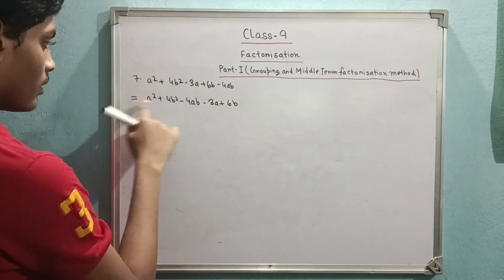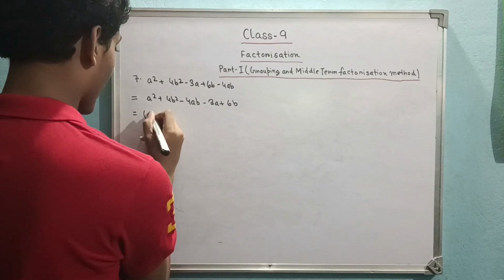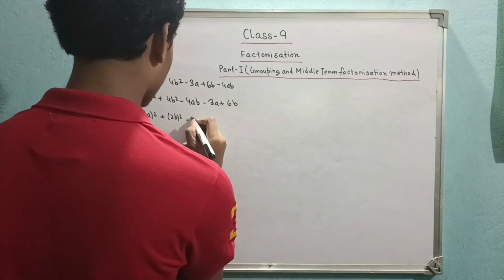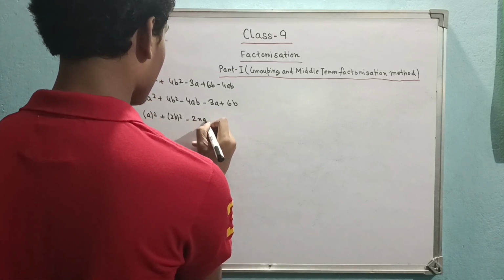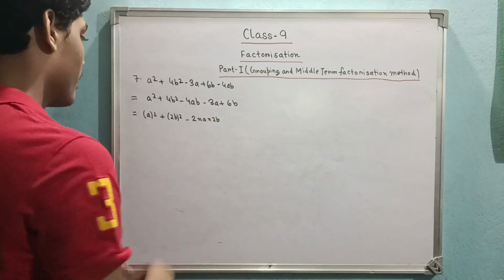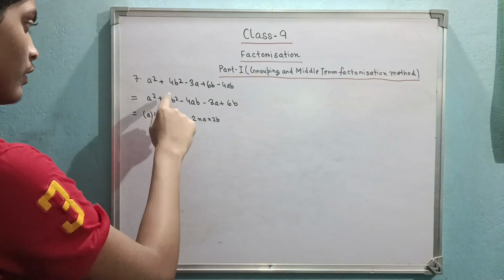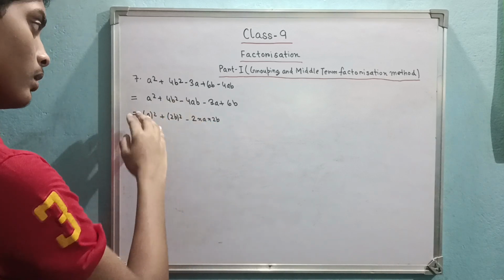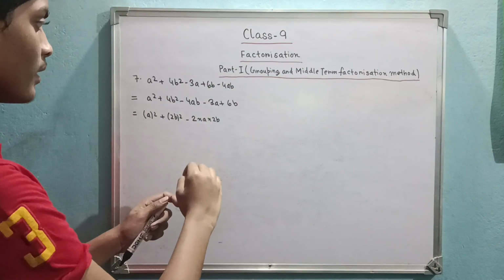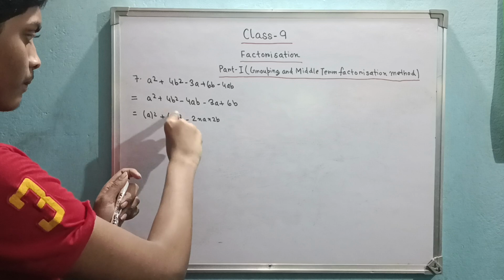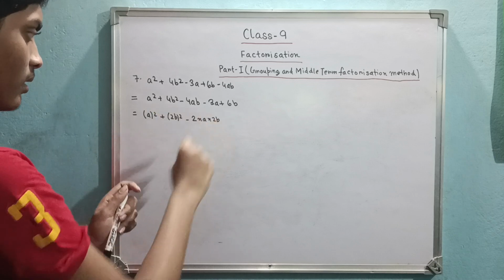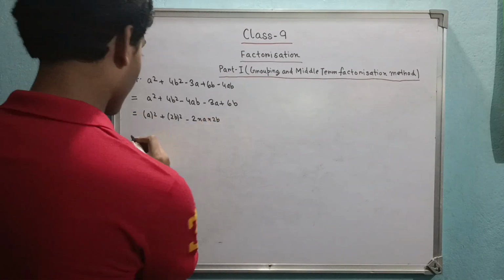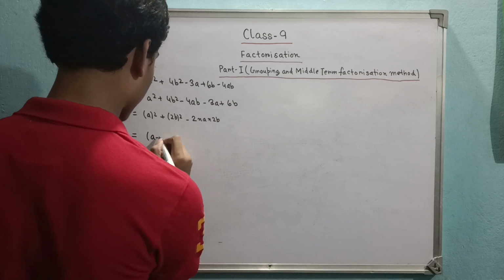Now let us do the square here. This can also be written as a square plus 2b square minus 2 into a into 2b. See, a square is a square, 2b square is plus 4b square, and minus 2a into 2b is minus 4ab. Not violating the equation, just transforming it so that it looks like a square plus b square minus 2 into a into b. So what is it? a minus b whole square.